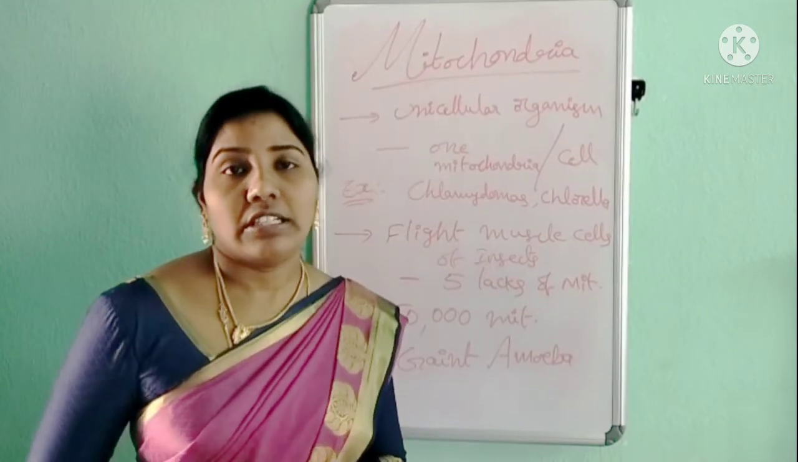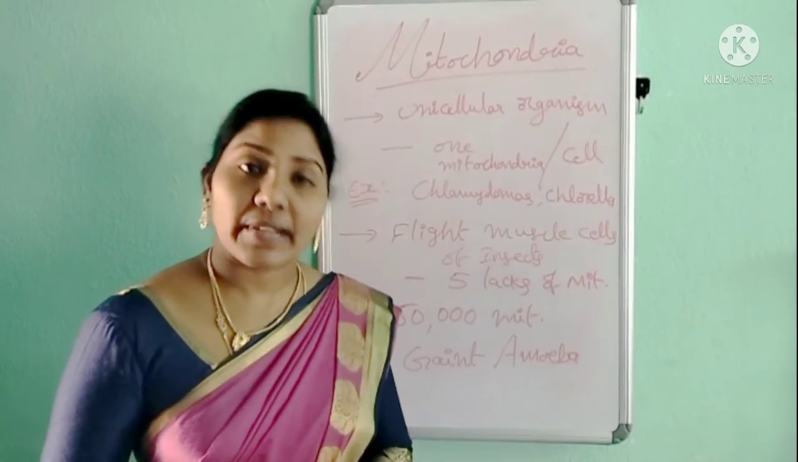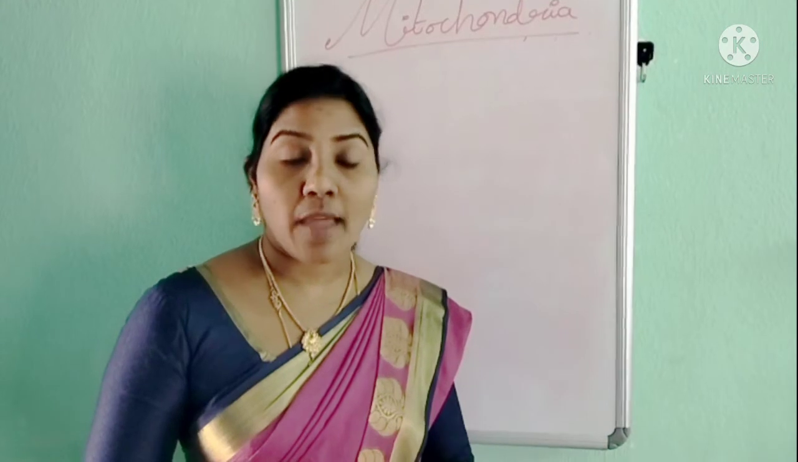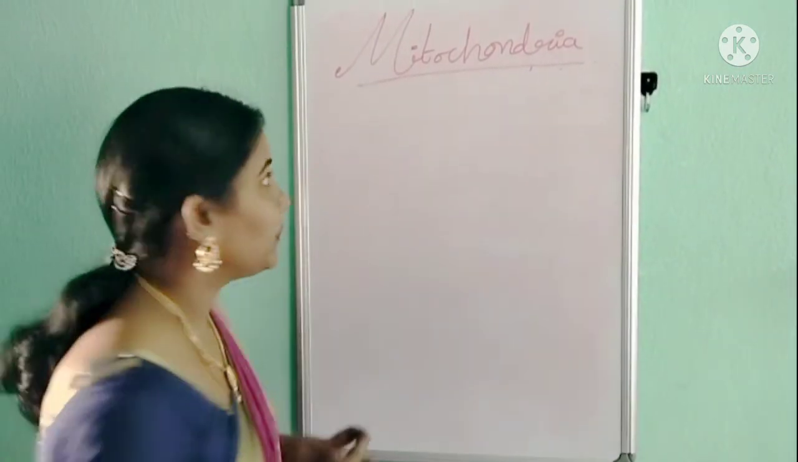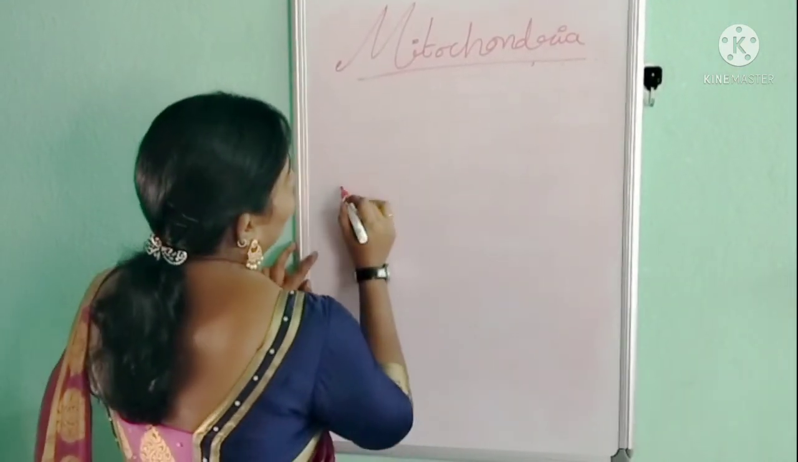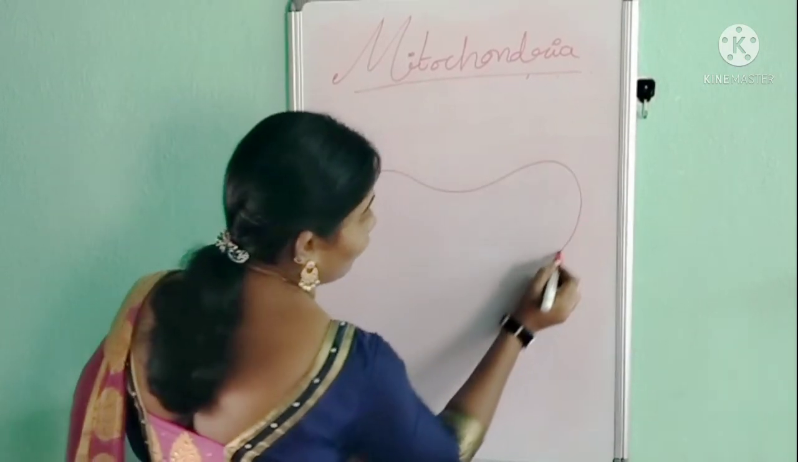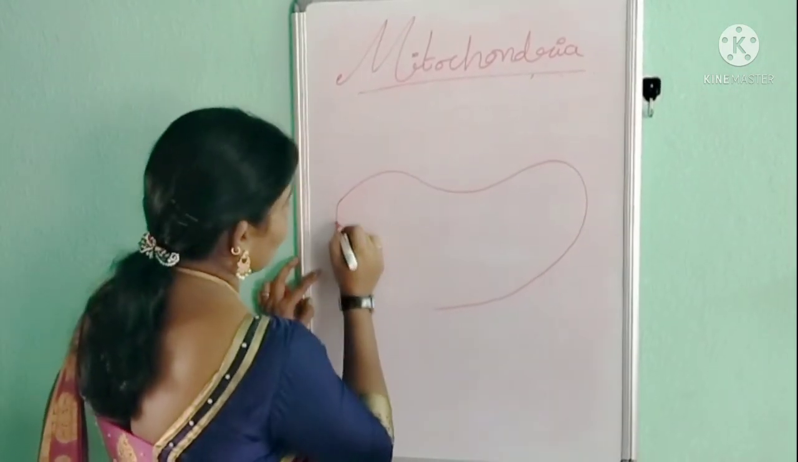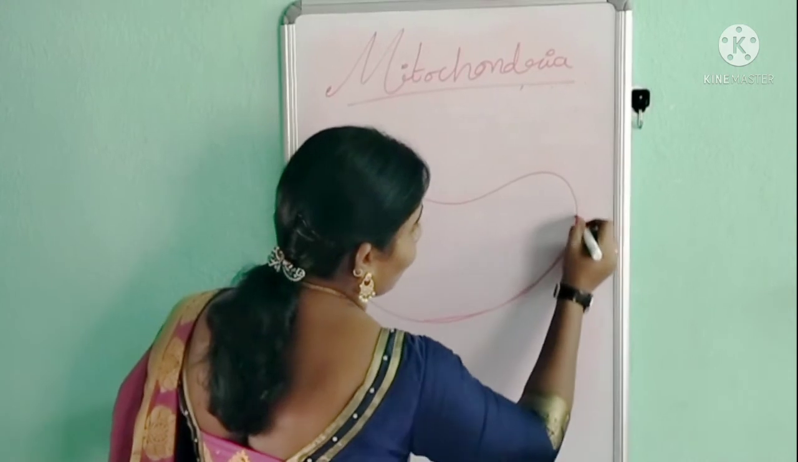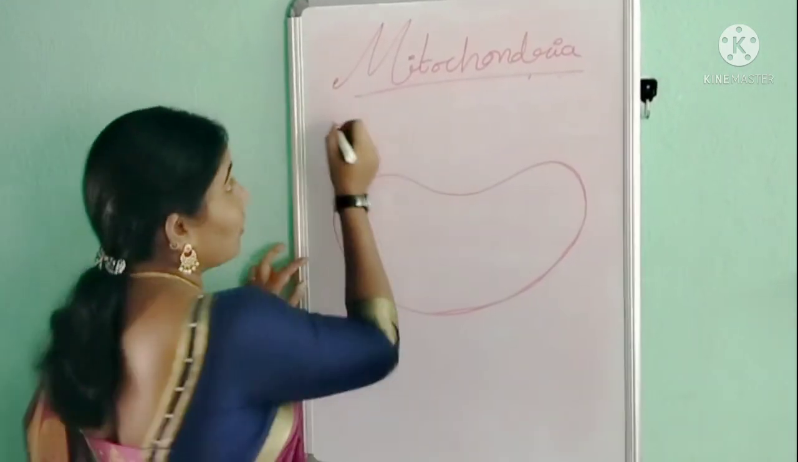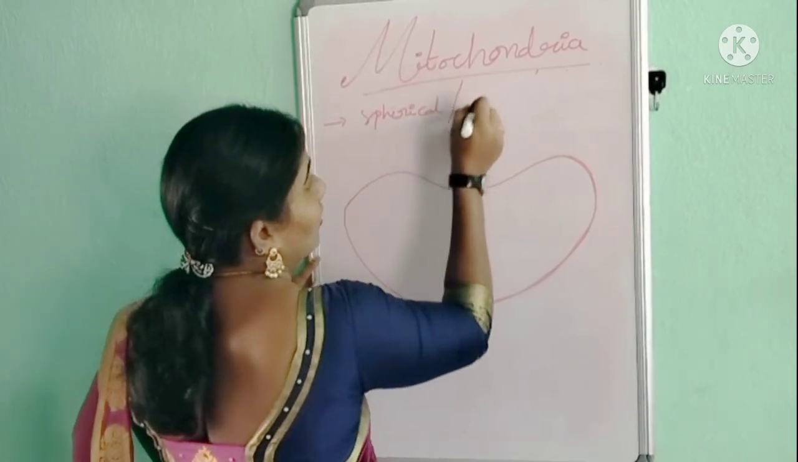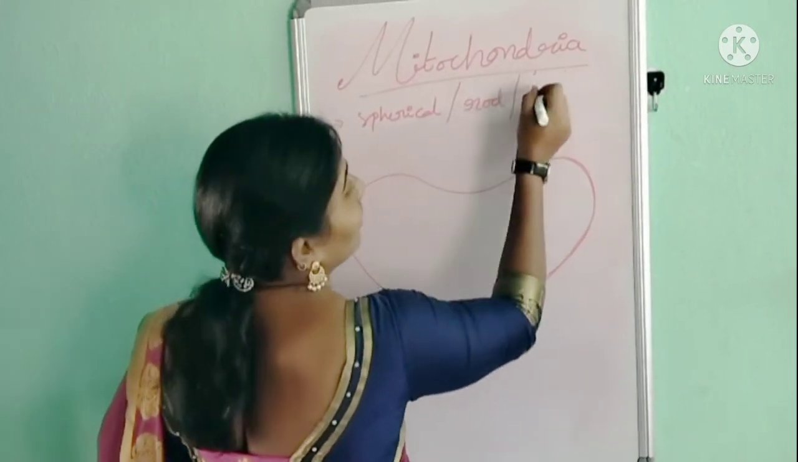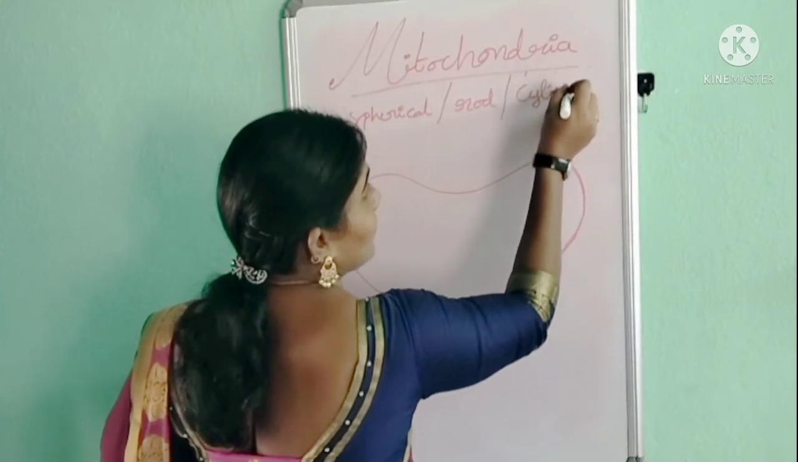The number of mitochondria varies from cell to cell. So students, now I am going to explain the parts of mitochondria with the help of a drawing. So come on. When we see mitochondria under a microscope, they are spherical or rod-like structures, or cylindrical organelles.